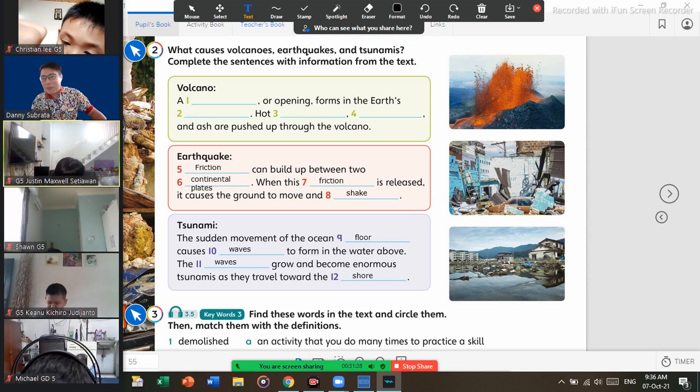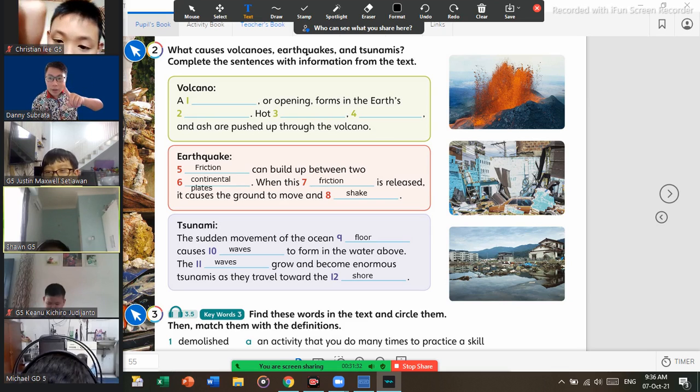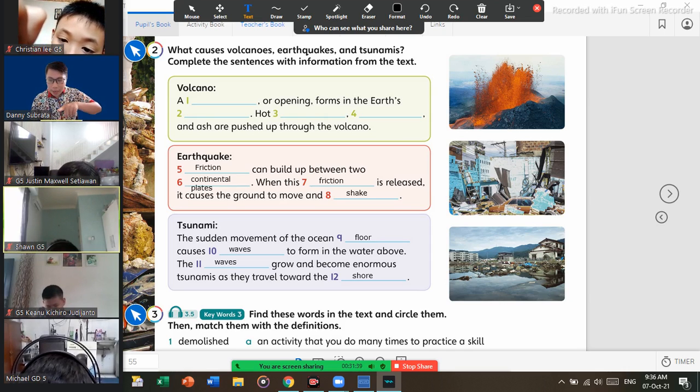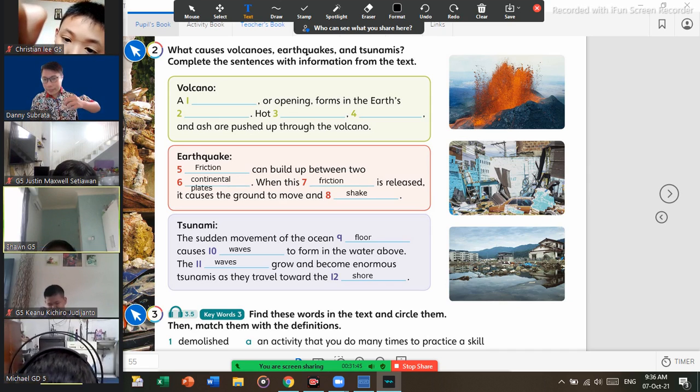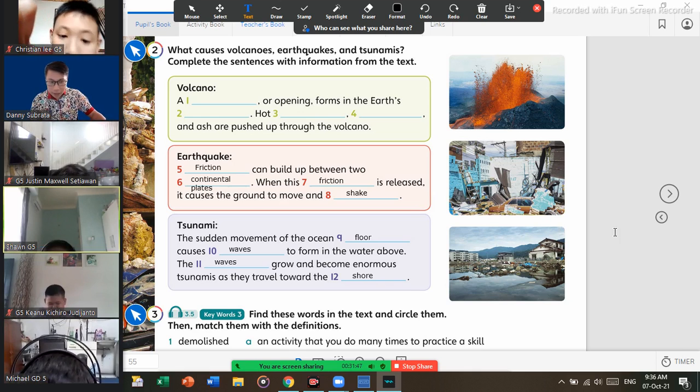So what should we do if there's a volcano? Go far away from the volcano and don't panic, because if a volcano erupts, there will be an earthquake also. So if there's an earthquake, we have to go to the park because there are no buildings.